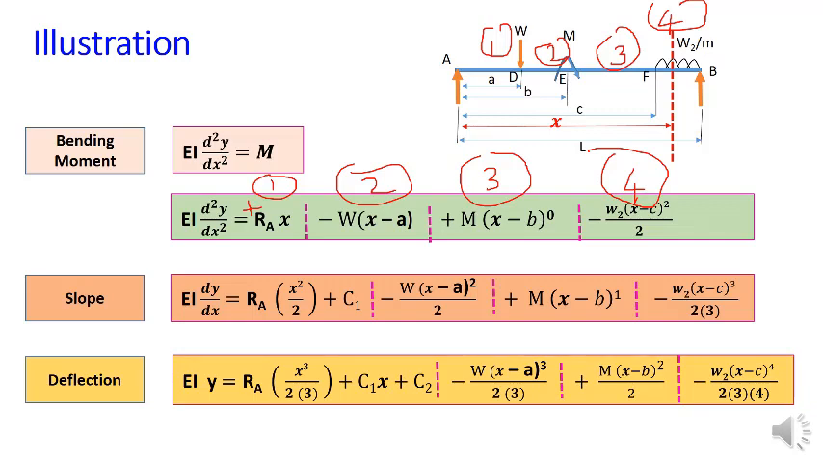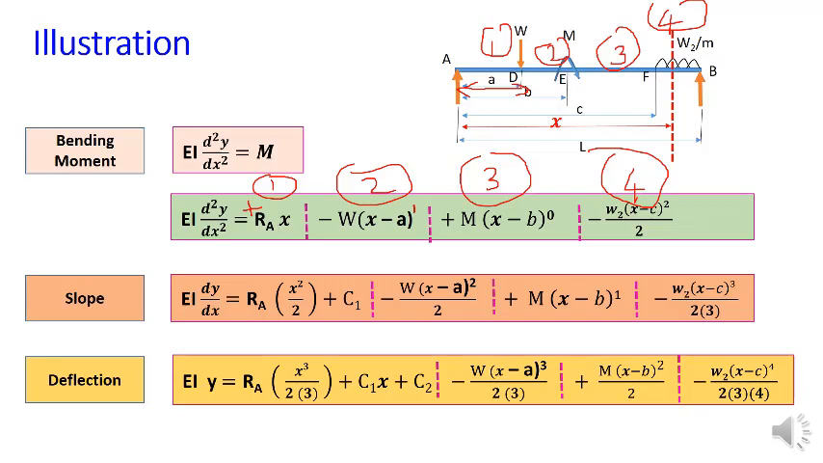And the second portion, DE. DE has a load W. Just now we have seen W into x minus A. So this is the distance, x minus A power 1. W into x minus A power 1, with a minus sign, and this is a clockwise couple. This is in the second compartment.